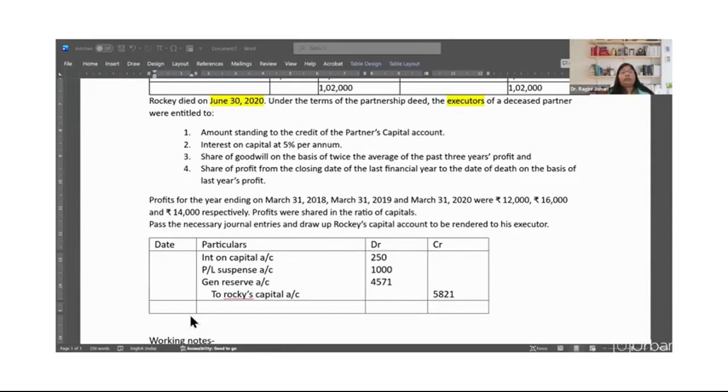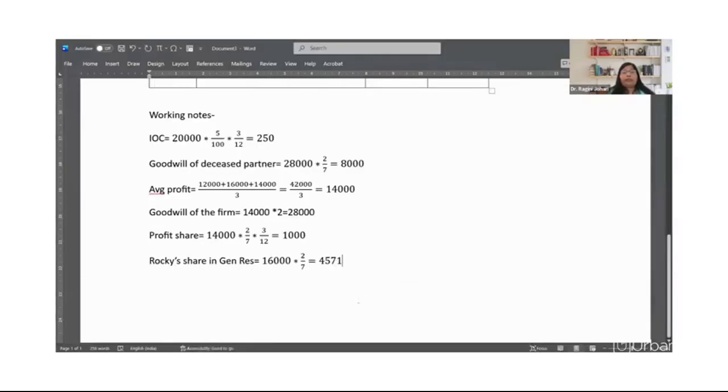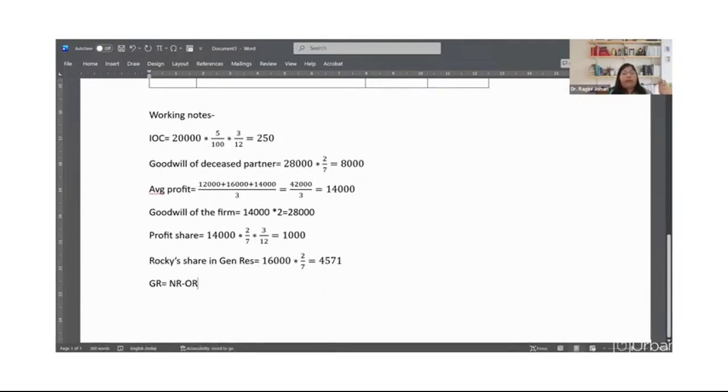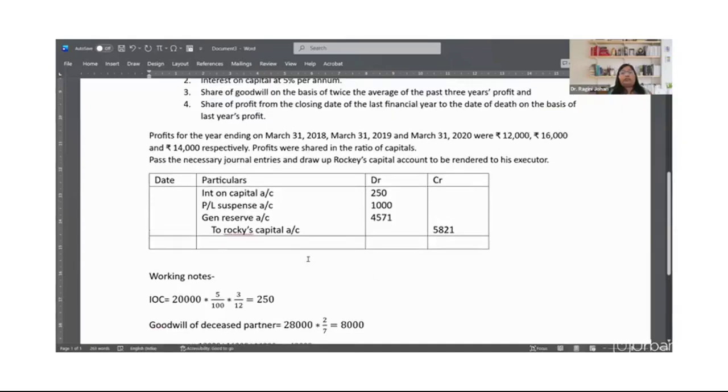So now let's find out the gaining ratio for the remaining two partners. As we know, the formula for gaining ratio is new ratio minus old ratio. Using this formula, the gaining ratio between the remaining two partners, that is Pratik and Kushal, comes to 9:4 or 3:2. We are going to distribute this 8,000 in this ratio.